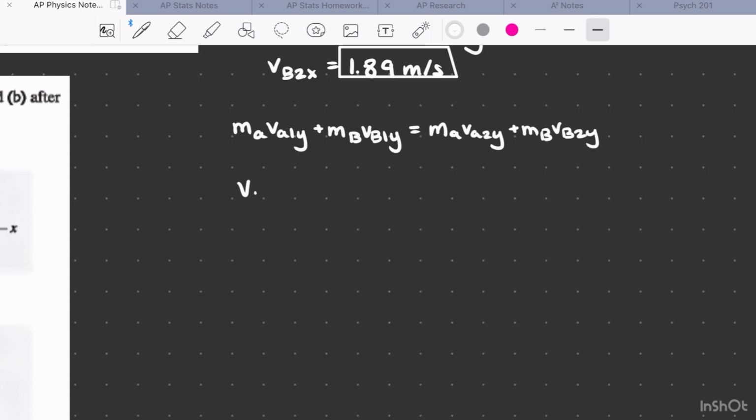Then we do the same thing. We isolate the final velocity of robot B in the y direction, which is going to be equal to the mass of robot A times its initial velocity in the y direction, plus the mass of robot B times its initial velocity in the y direction, minus the mass of robot A times its final velocity in the y direction, divided by the mass of robot B.